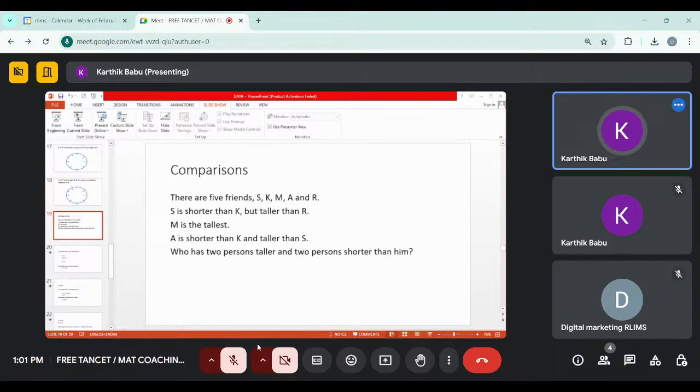Who is the tallest, who is the second tallest, who is the shortest, who is the second shortest, or how many persons are taller than A, or how many persons are shorter than R. They will give questions like this, based on the information. So this is the kind of question. Who is the shortest? R is the shortest.